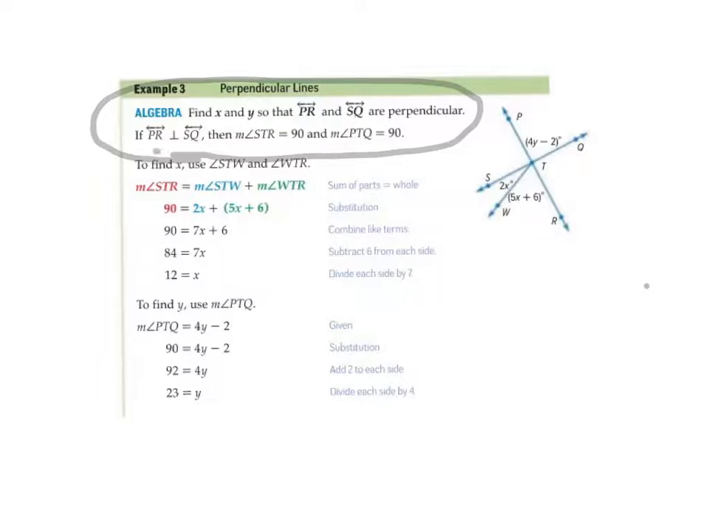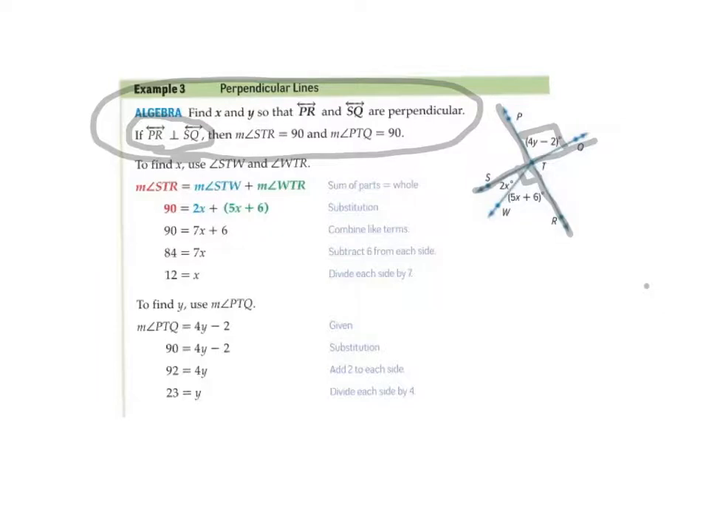Well, it's this guy here. This is the one that tells you. What does it tell you? It tells you that PR, which is this guy, and SQ are perpendicular. So that means that this angle and this angle both equal 90 degrees, okay? So that's information that you need to find out from the diagram.